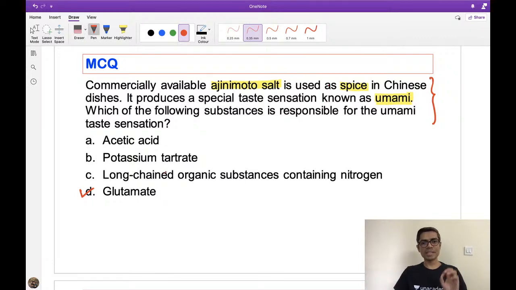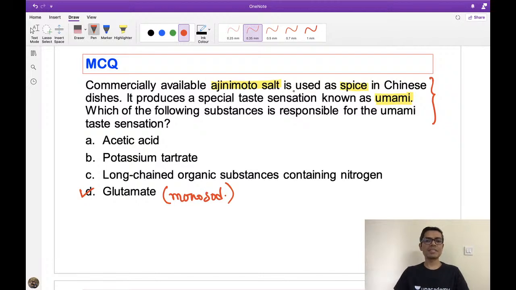Now this umami is nothing but the taste of a chemical, that is monosodium glutamate. All of you are correct. It is nothing but monosodium glutamate, right? So this monosodium glutamate salt is available under the brand name Ajinomoto salt.